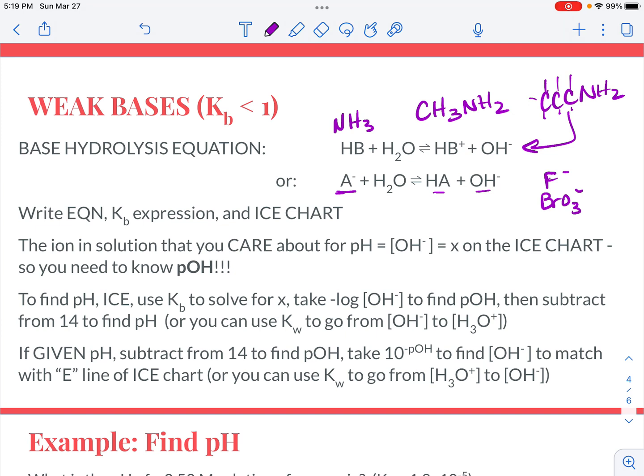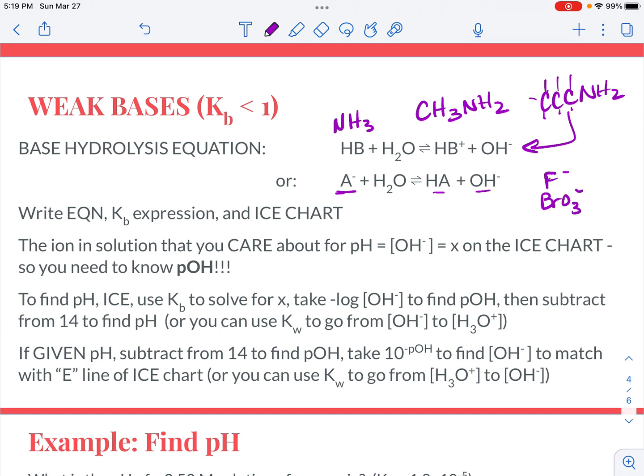All right, so you're going to work this the same exact way. You're going to write an equation, you're going to write the Kb expression, you're going to write your ice chart, and you're going to solve for X. Then you're going to decide if you're going to use X to find pH, or if you're going to use the X to find the Kb.